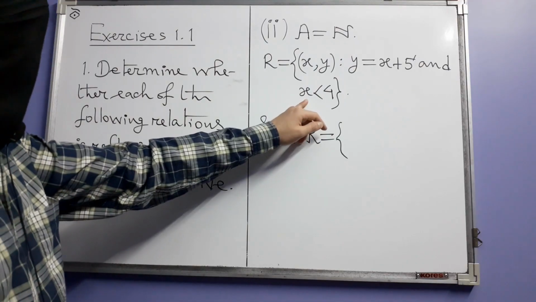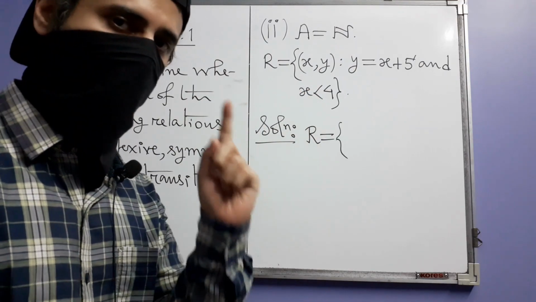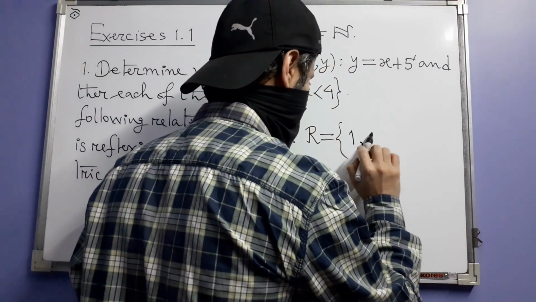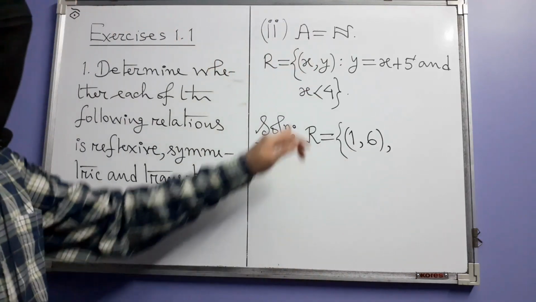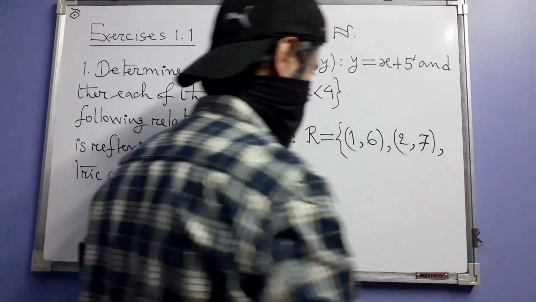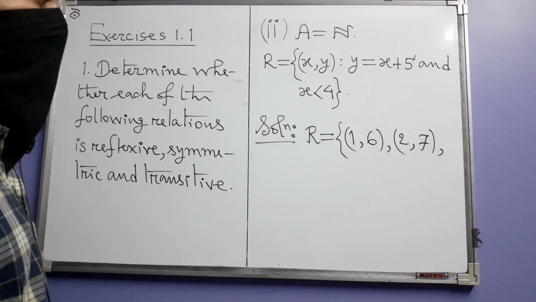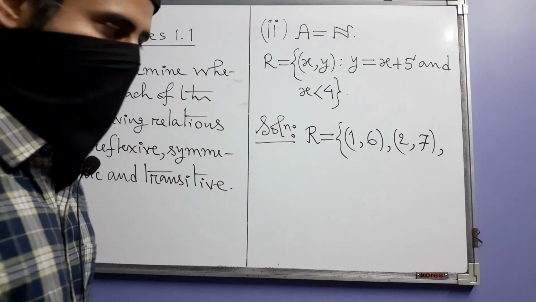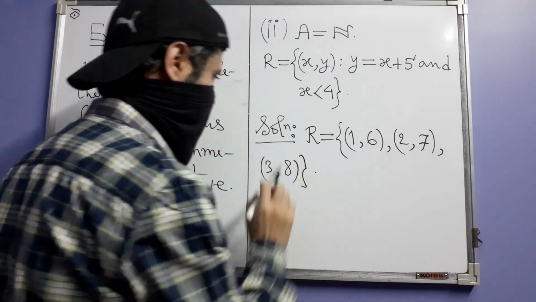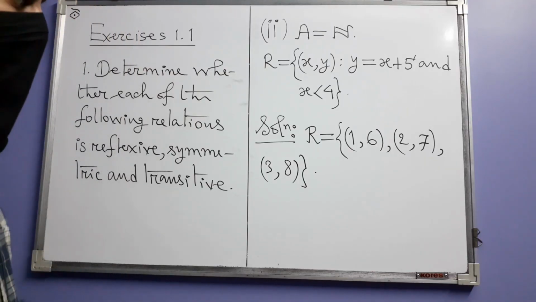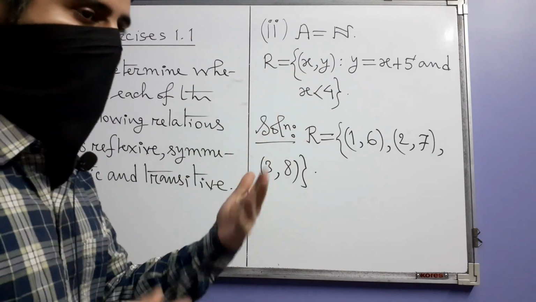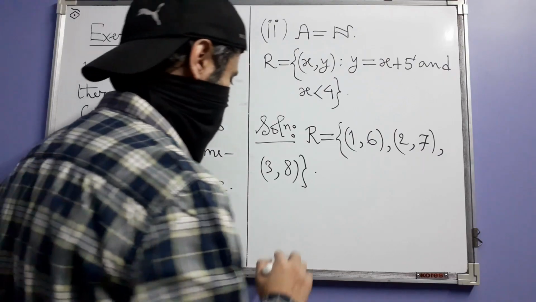Because x is a natural number, its smallest possible value is 1. When x is 1, y is 6. So (1, 6) is an element here. X can be 2 also. Then we have this ordered pair as well in R. And x can be 3. This is the only other value of x. In that case, we get 8. So this is the relation. Is it reflexive? No. Why? Because, for example, it does not have (1, 1). That is why it's not reflexive.